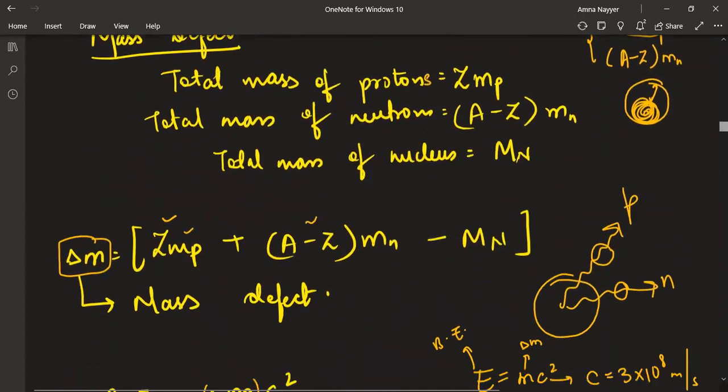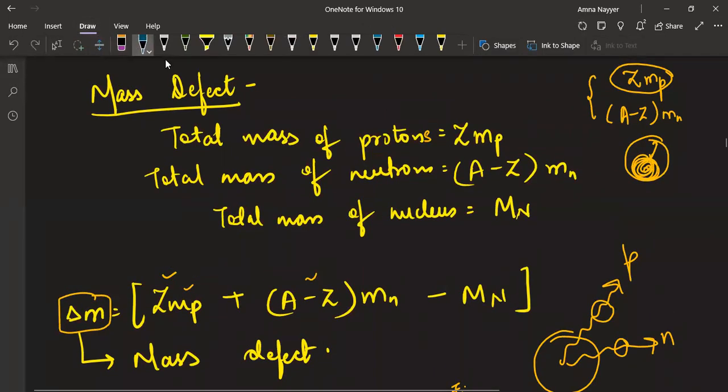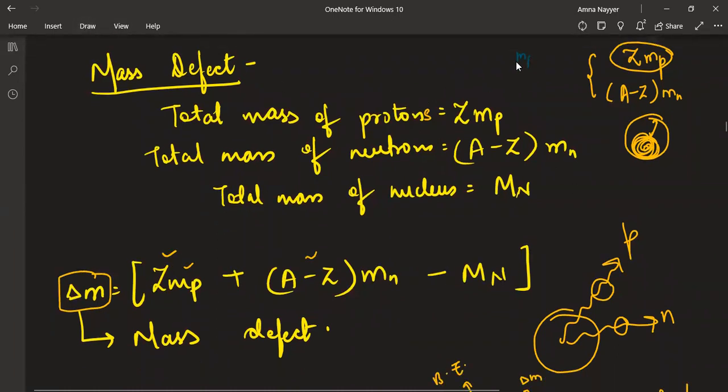Then second topic that was important was mass defect. How do we calculate mass defect? We calculate the total mass of protons. Mass of a single proton is Mp. Z number of protons are there. So total mass becomes Z Mp. Similarly, mass of a neutron is Mn. Total number of neutrons is A minus Z. So that becomes (A minus Z) Mn. So total mass of nucleons, meaning protons plus neutrons, will become Z Mp plus (A minus Z) Mn. Subtract the mass of the nucleus from it, and you get the mass defect.